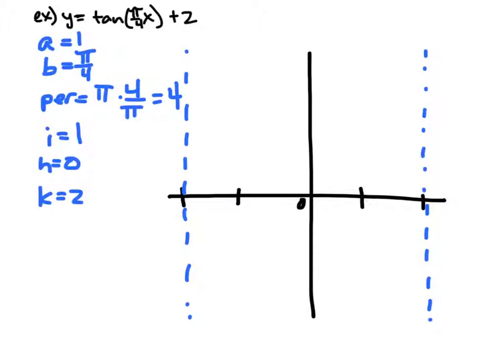Okay. The increment is 1. So this is 1, 2, -1, -2. And look, from -2 to 2, how far is that? 4, right? Which is my period. Good. Now it was shifted up 2. So my middle point is up here at 2.